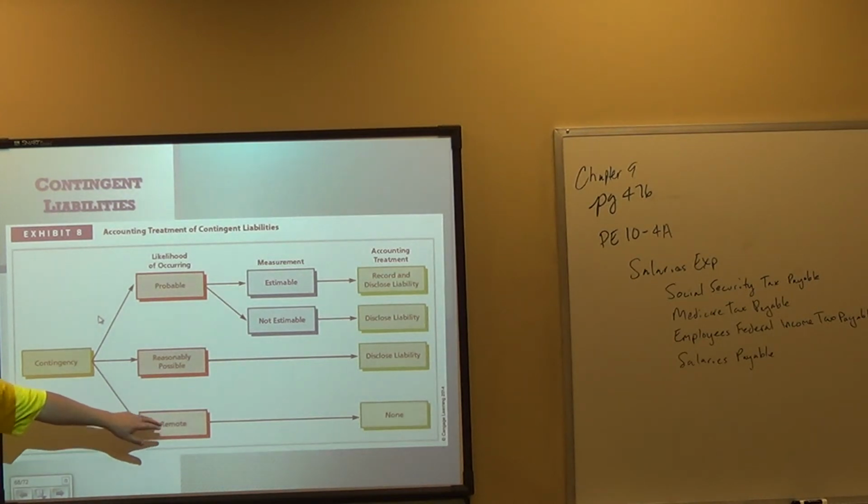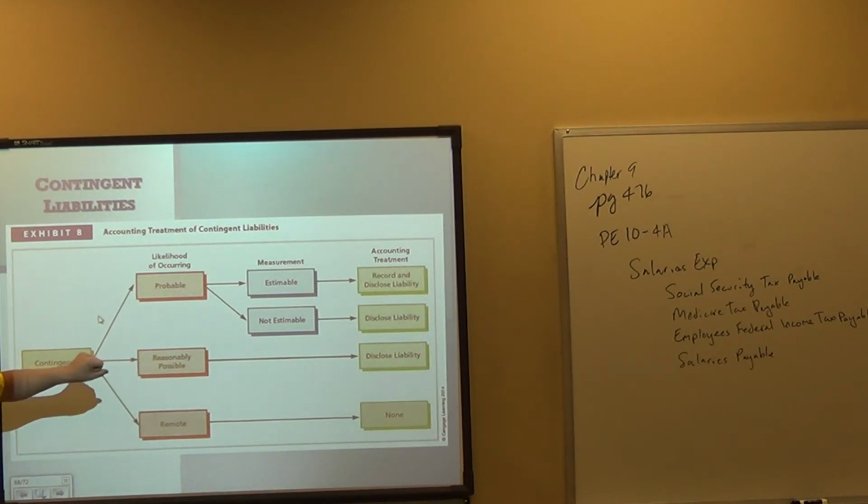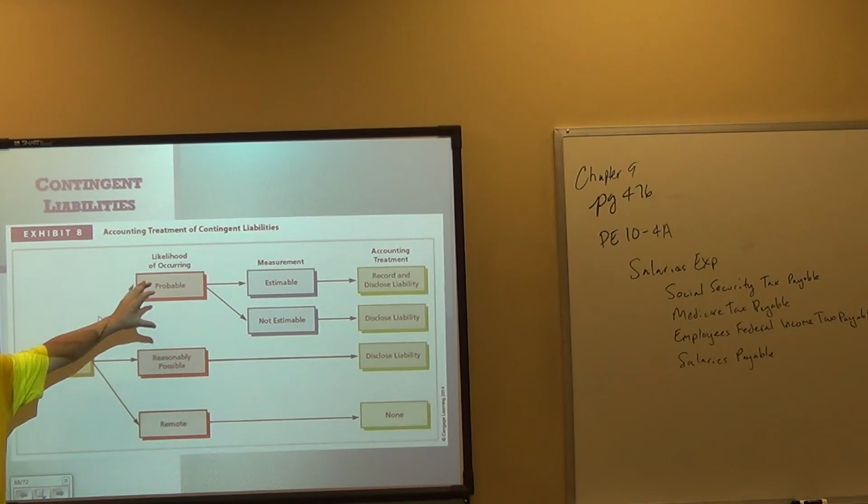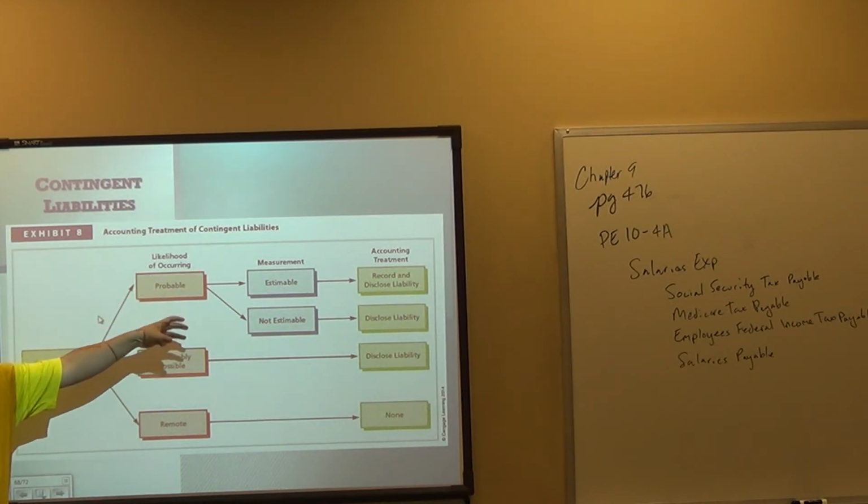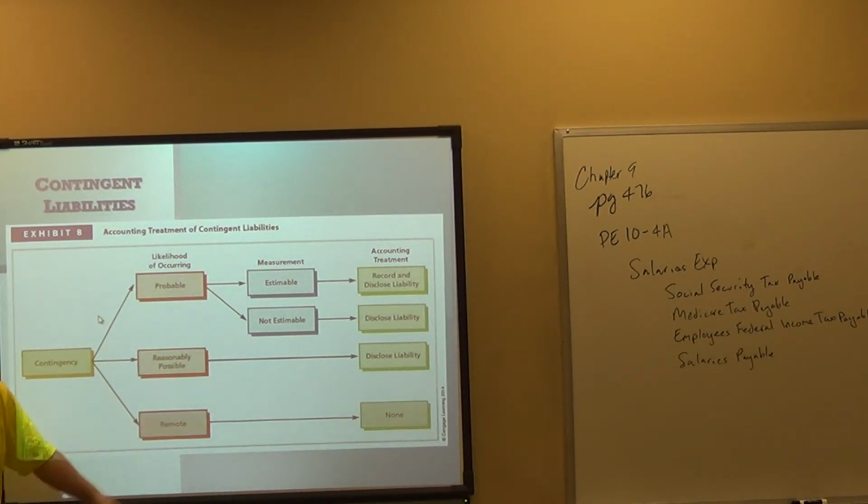As you see, if it's remote, you really don't put anything in there. Reasonably possible, we disclose the liability. That is a different thing than how we treat it up here. And so that's where we may estimate it if it's probable and put it in there. If it's reasonably possible, we disclose it. That's what we do in our financial statements. Yeah, we may do that in the footer as a note in there.